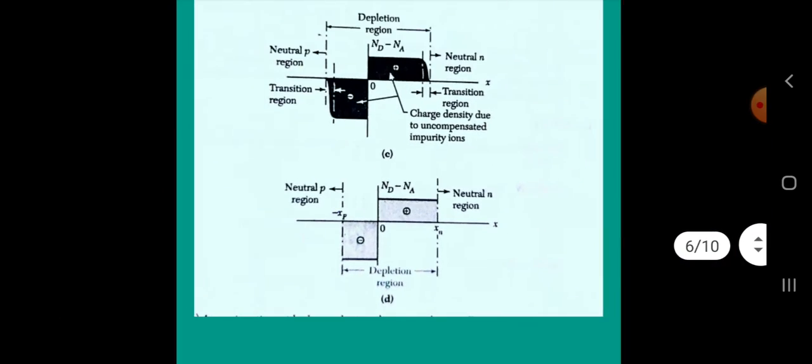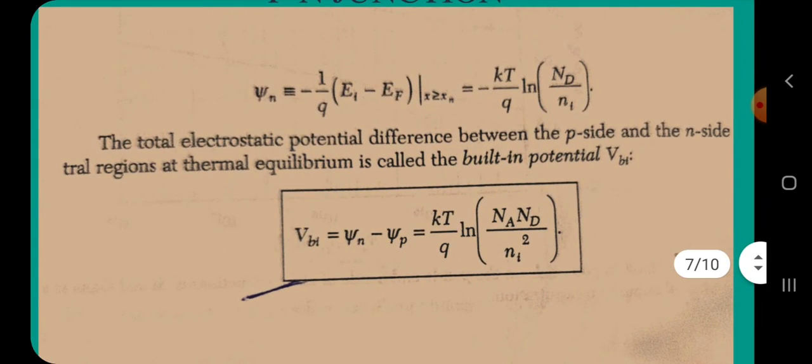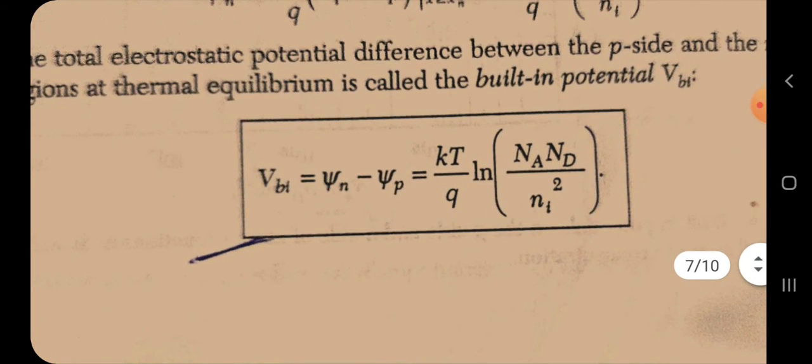So we have shown the pn junction, and then the equation ψn is equal to -1/q (Ei - Ef) for x greater than or equal to xn, which is equal to kT/q ln(Nd/ni). The total electrostatic potential difference between the p-side and n-side neutral regions at thermal equilibrium is called the built-in potential. So the built-in potential VBI is given by ψn - ψp, which is equal to kT/q ln(Na Nd/ni²).